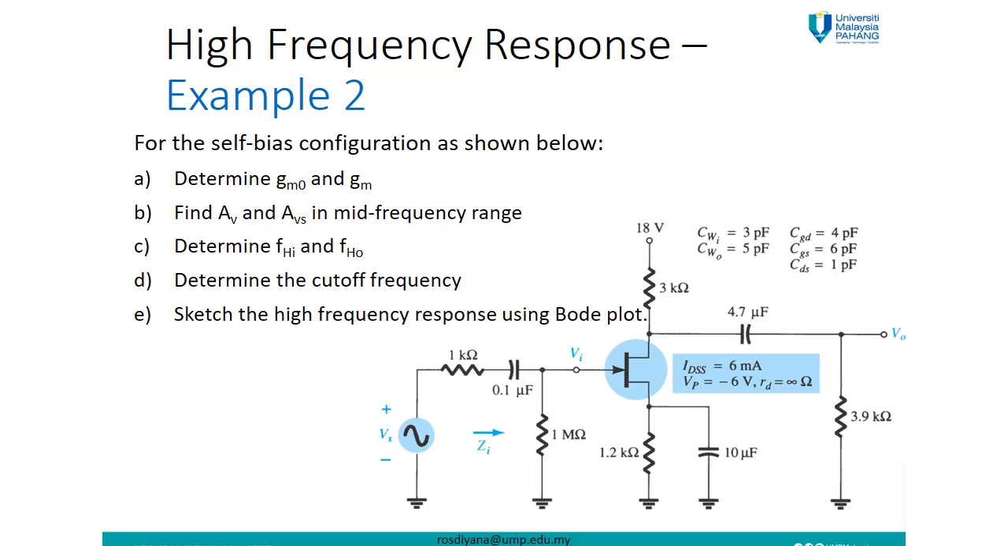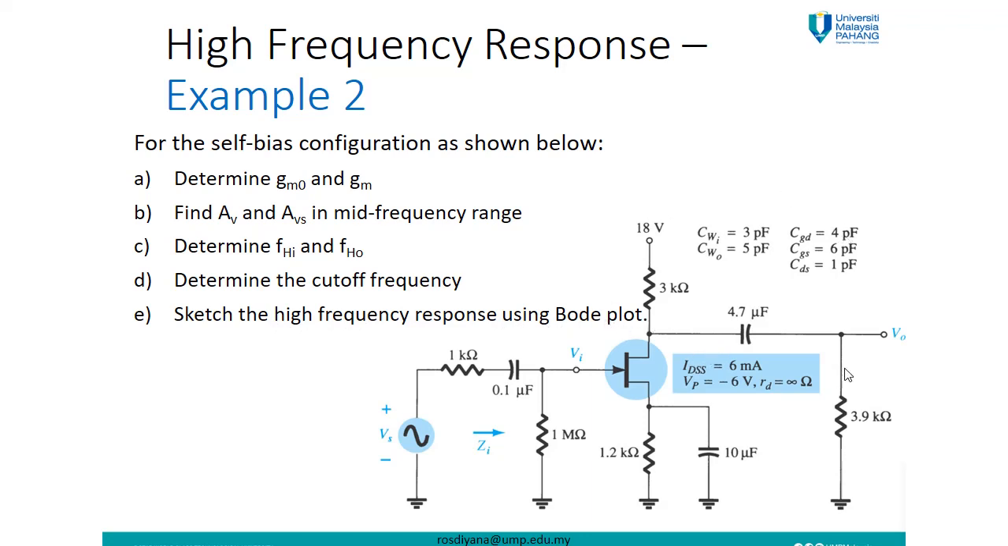Now we go to example 2 for high frequency response. This question asks you to: A, determine the gm out and gm. B, find Av and Avs in the mid-frequency range. C, determine fH in and fH out. D, determine the cut-off frequency. E, sketch the high frequency response using a Bode plot.